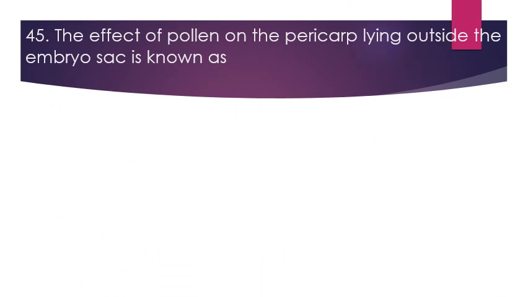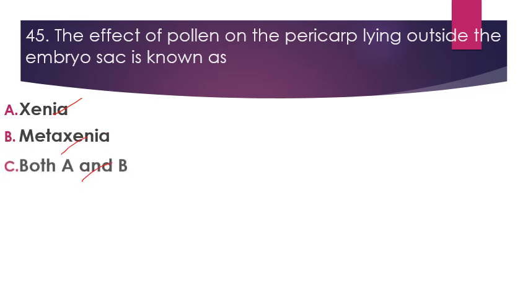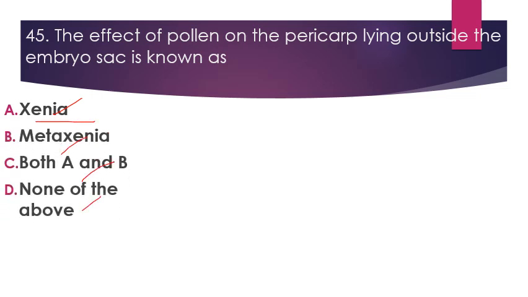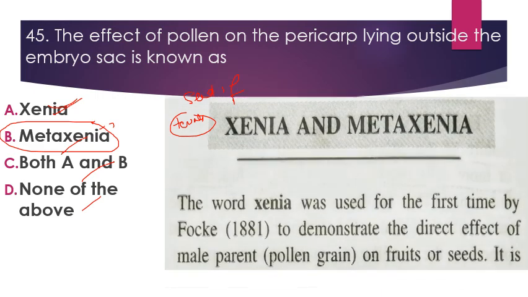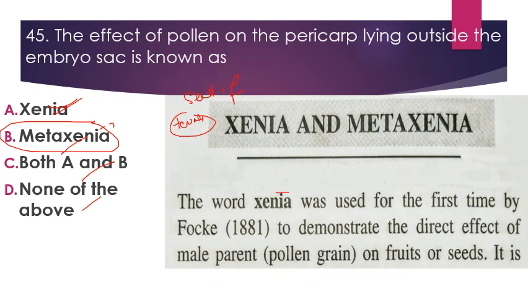Next question, the effect of pollen grain on the pericarp lying outside the embryo sac is known as. Our options are xenia, metaxenia, both can be, none of these. The right answer is metaxenia. So जो fruit की wall पे जो effect होता है pollen grain का, that is called metaxenia, and the direct effect of pollen grain on seed and fruit is known as xenia. This word xenia was first used by Focke in 1881 to demonstrate the direct effect of male parent or pollen grain on fruits or seed.